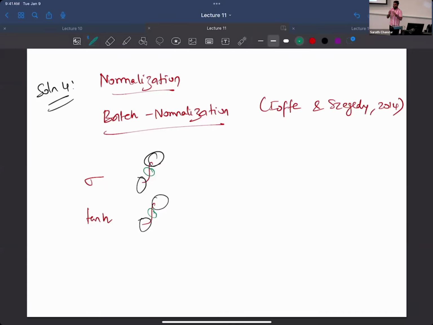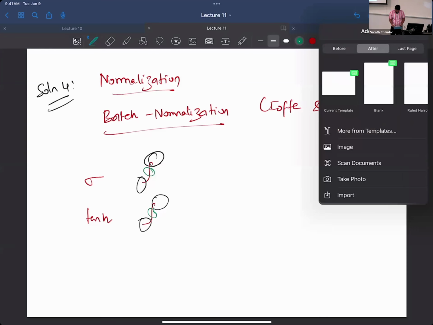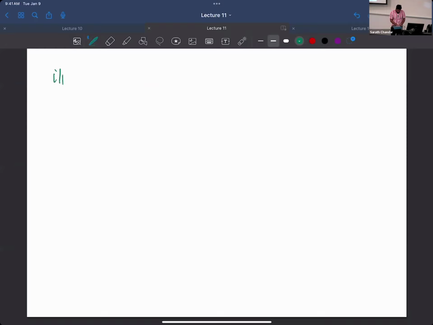So basically, you take the pre-activation before you apply the activation function, and you do normalization. So then you do the activation. Is that clear? So let's see how to implement batch normalization. So the input for the batch normalization layer is the pre-activation.